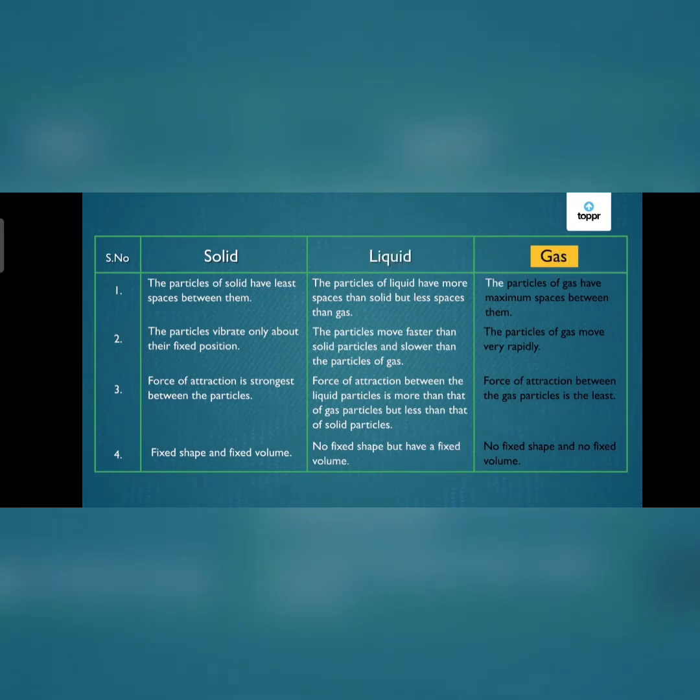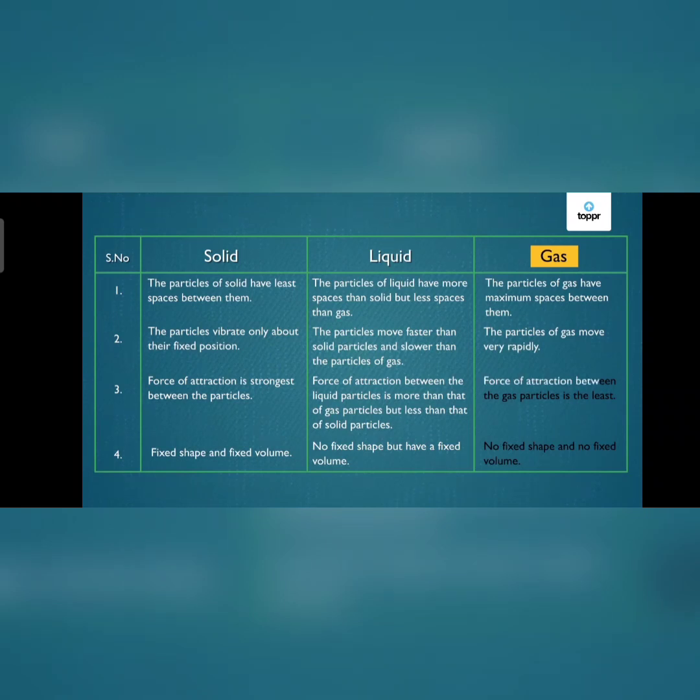Gas. The particles of gas have maximum spaces between them. The particles of gas move very rapidly. Force of attraction between the gas particles is the least and therefore they have no fixed shape and no fixed volume.